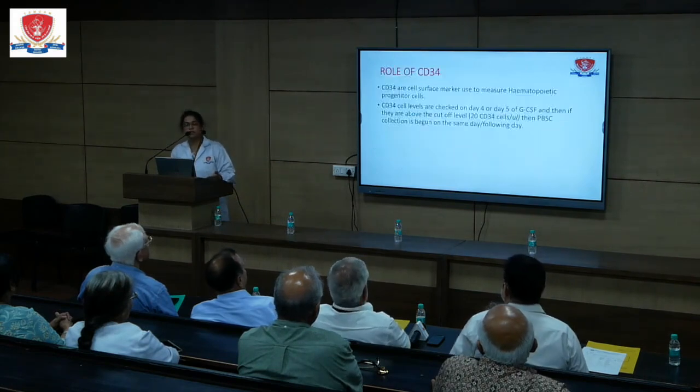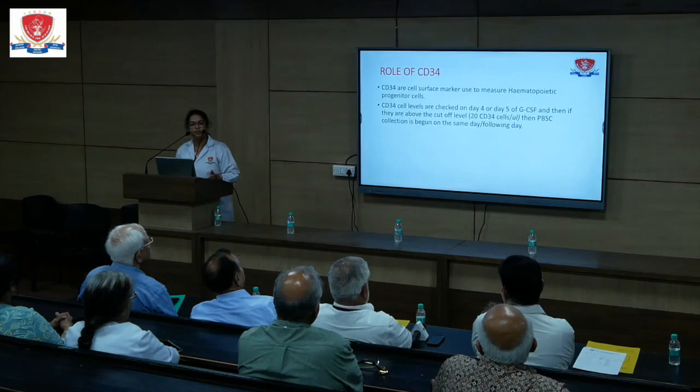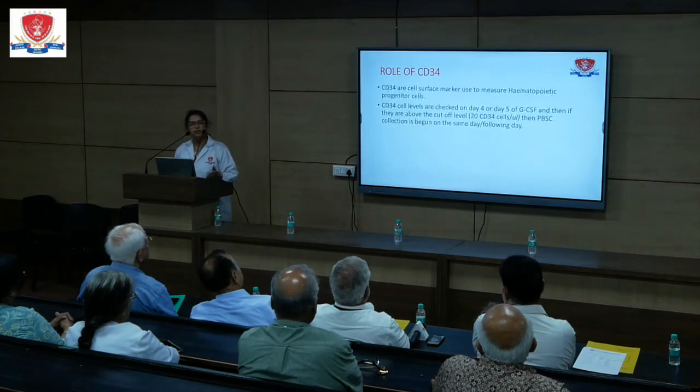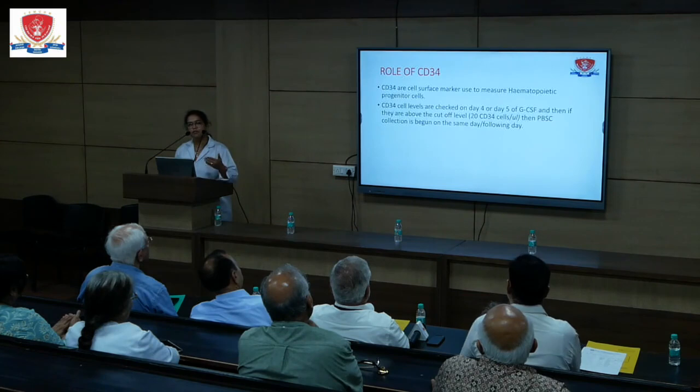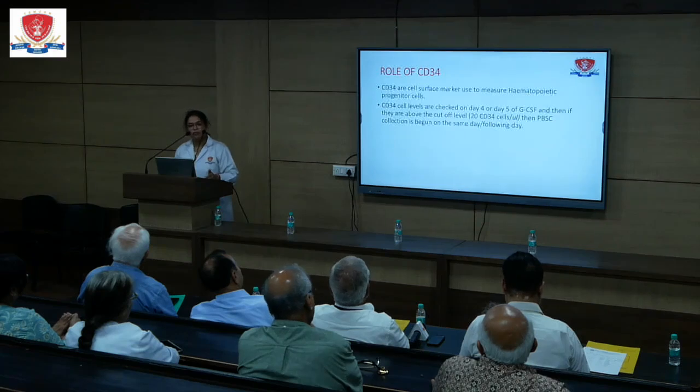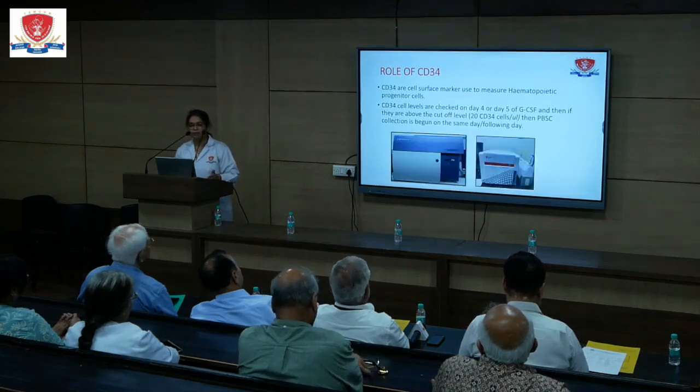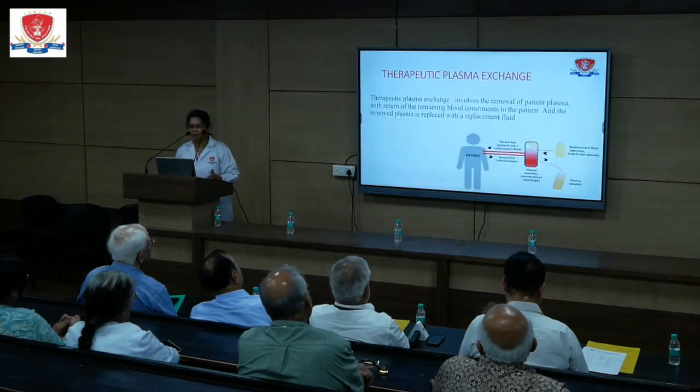Role of CD34. See, the CD34 is a cell surface marker which is used to measure the hematopoietic progenitor cells or hematopoietic stem cells. So the CD34 count is done to see the number of hematopoietic stem cells that are in the circulation and whether we have achieved the cutoff or not. So that's how we can plan the harvest. It is done by the process of flow cytometry, and this is a picture of the flow cytometer that we have in our blood center.